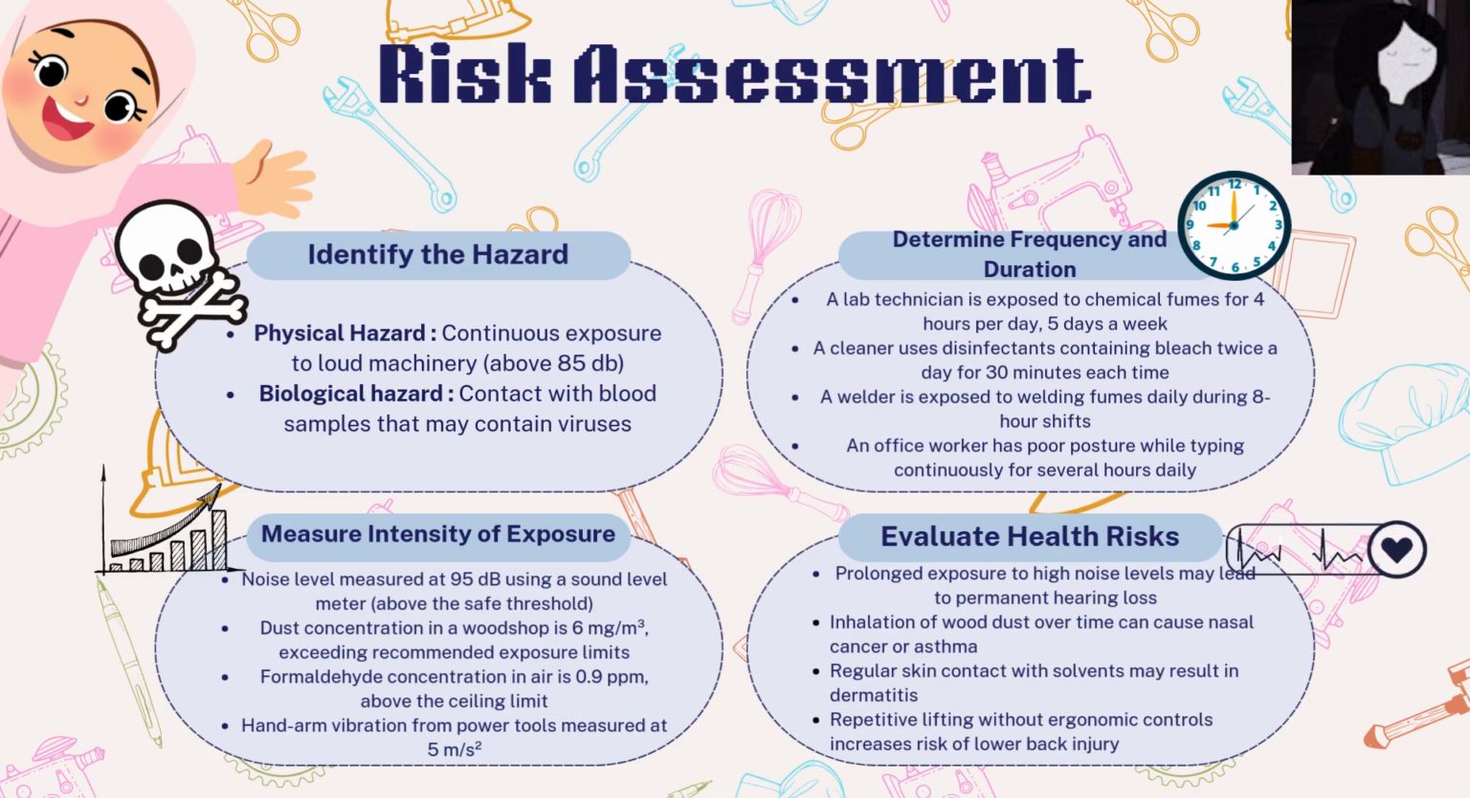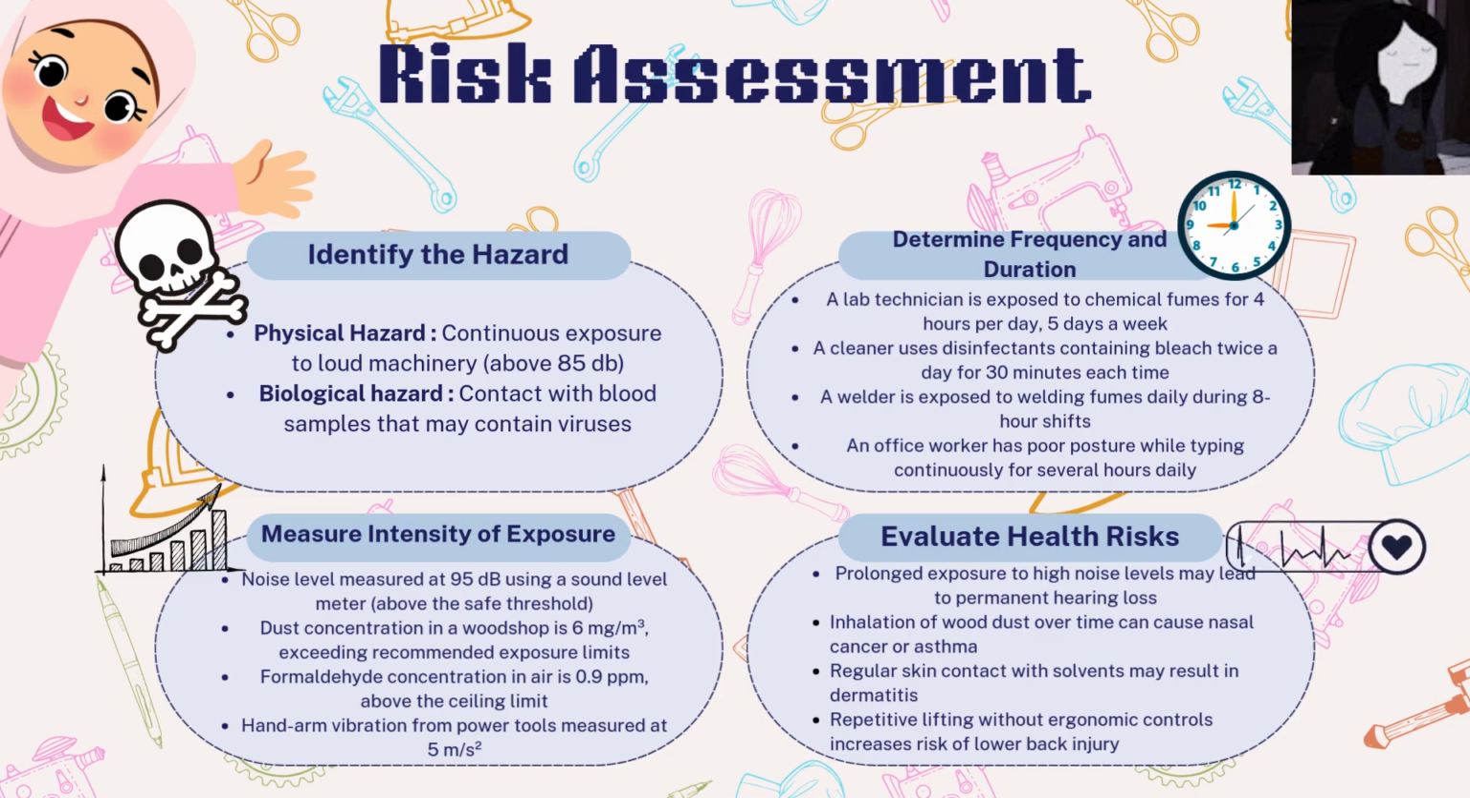Number two, determine frequency and duration. Next, we assess how often and how long workers are exposed. For example, a lab technician may be exposed to chemical fumes for 4 hours a day, 4 days a week. A welder might work an 8-hour shift exposed to welding fumes. Even an office worker with poor posture can face continuous ergonomic risks.